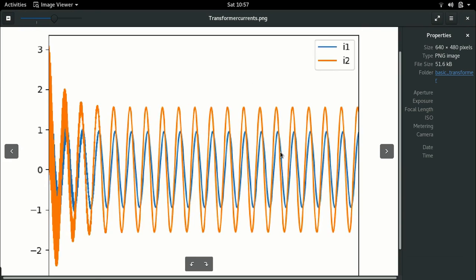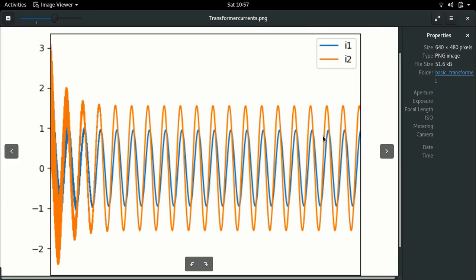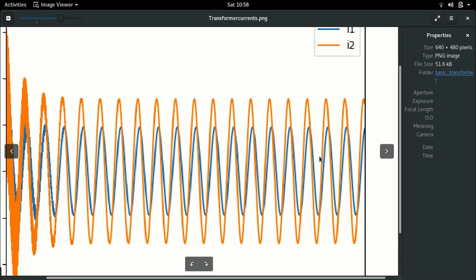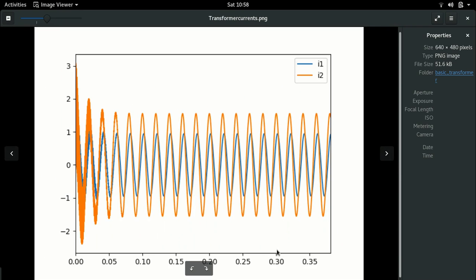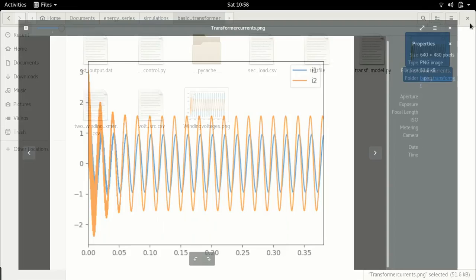And in the transformer currents, we see also that the primary is almost half the secondary. So now the question is, what makes this different, right? Why do we not see a complete half? Let me go and zoom in a little. So let me zoom in between 0.3 and 0.35.